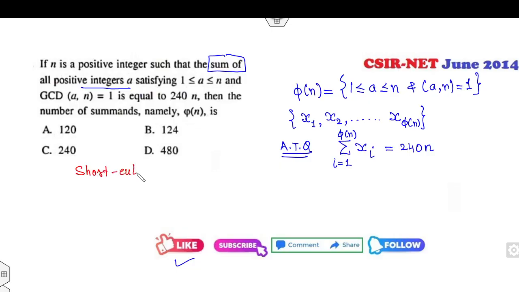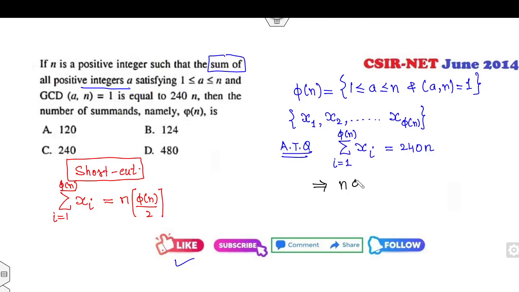Very simple. If you remember my last lecture, I already told you the shortcut trick. What is the shortcut trick? Whenever you want to find the summation of this quantity, it is always n into phi n over 2. Fine. So if you substitute this value, it will be n phi n over 2, which is 240 n. So can you find the value of phi n? Phi n will be 480. That is the right answer of this problem.